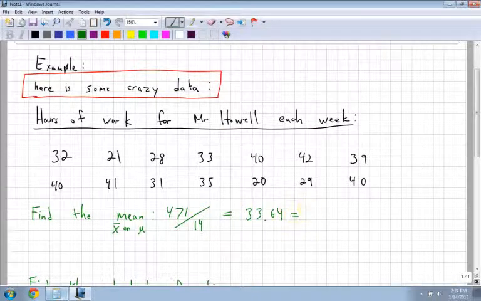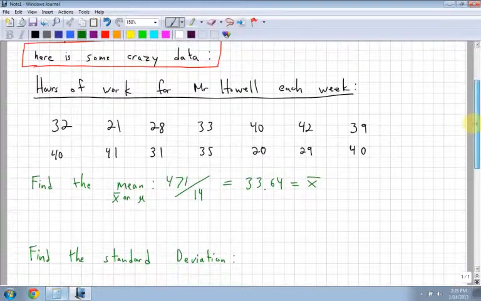So that's equal to, we'll call it x bar, because I think most of the time in the book they call it x bar. So x bar is the mean. It's 33.64. Look up at your data to make sure that makes sense. Is this about an average? Yeah, it looks about right. I got some in the 40s, which is typically a full work week, and then I got some in the 20s, which is typically about a half work week. So you found your mean. That's great. Next thing you have to do is find the standard deviation.